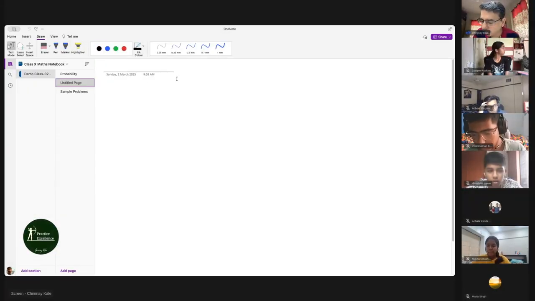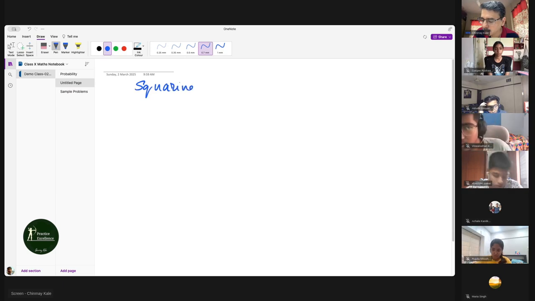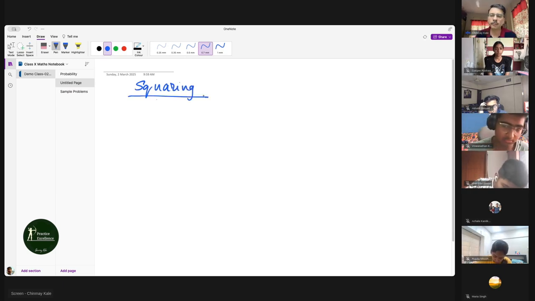We are going to look at fast methods of squaring. ठीक है? So we'll start with very simple examples. सबसे पहले numbers ending with 5. I think आपको पता है, but it's a refresher.